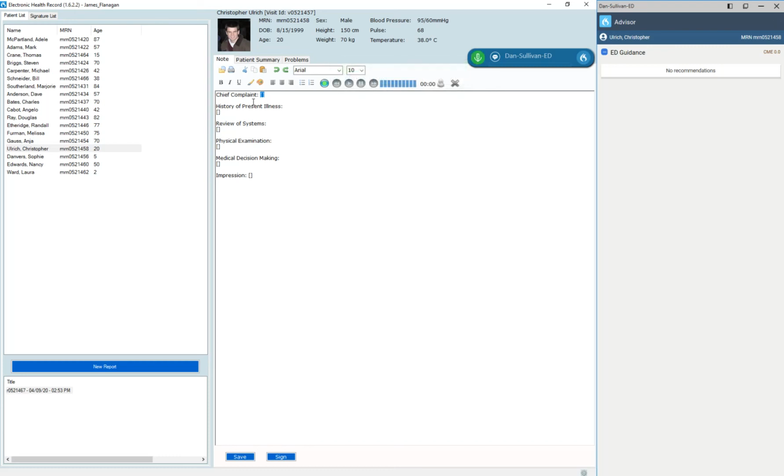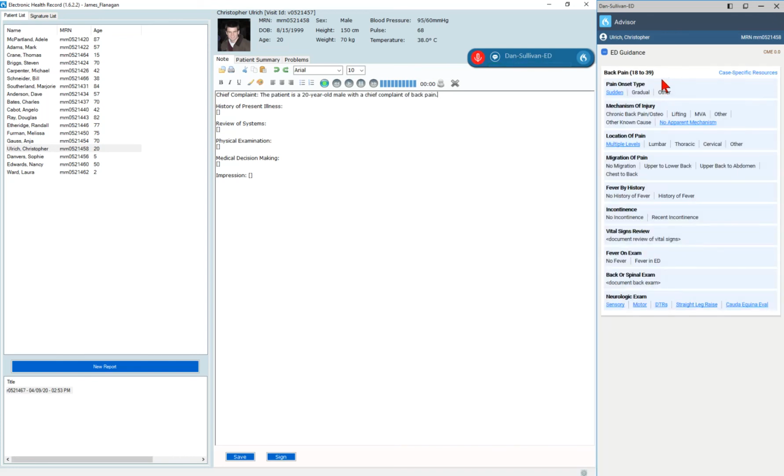The patient is a 20-year-old male with a chief complaint of back pain. ED Guidance will now evaluate the medical record and, through a series of algorithms, provide a list of conditional clinical drivers that TSG has developed over the last 2 decades. Clinical alignment around these drivers is known to be associated with a reduction in medical errors and malpractice claims.